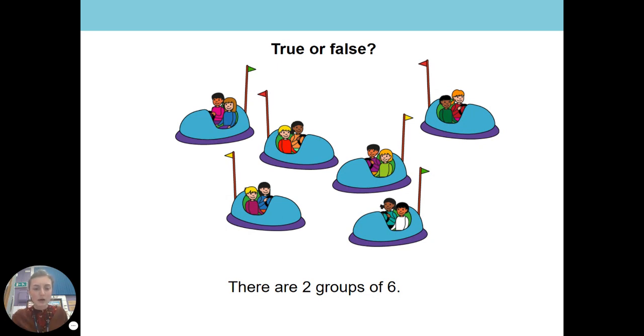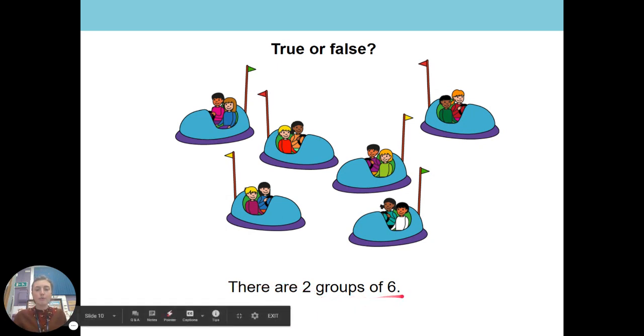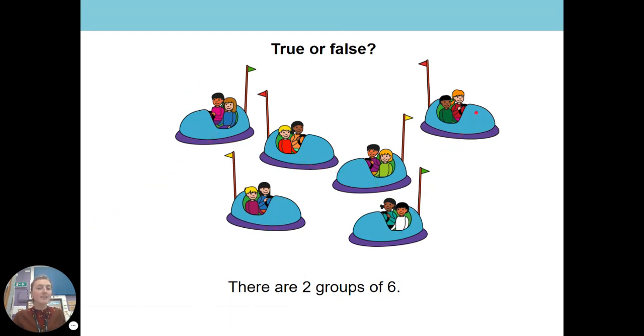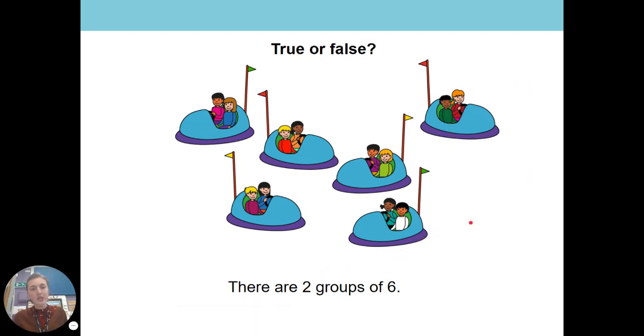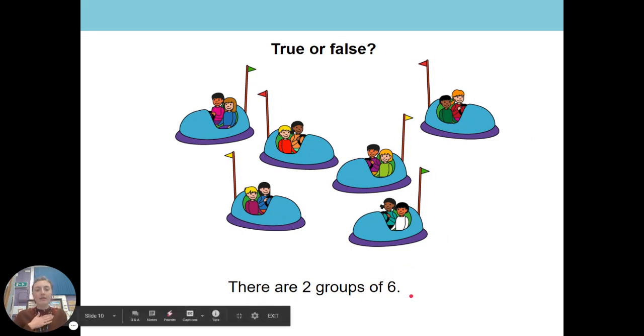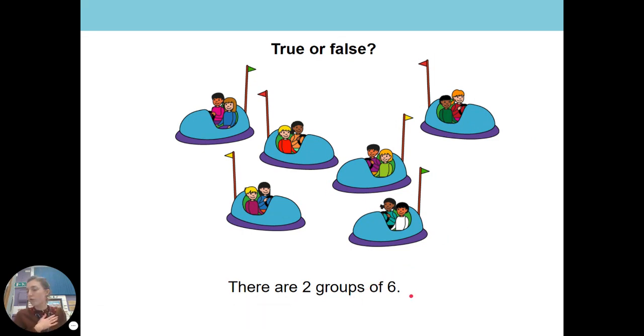Okay, let's work it out. This person thinks there are 2 groups of 6. Well, I can see 1, 2, 3, 4, 5, 6 groups, not 2 groups. And there are 1, 2 children in each bumper car. So I think there are 6 groups of 2, not 2 groups of 6. So this person has got their numbers the wrong way round. That's why it's important to make sure those numbers are going in the right order. So that is not true. We know there are 6 groups of 2. Well done, everybody. You are getting so good at this.